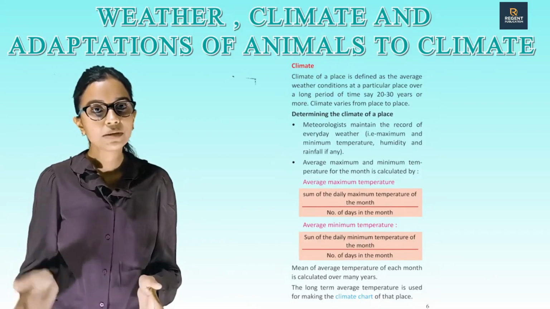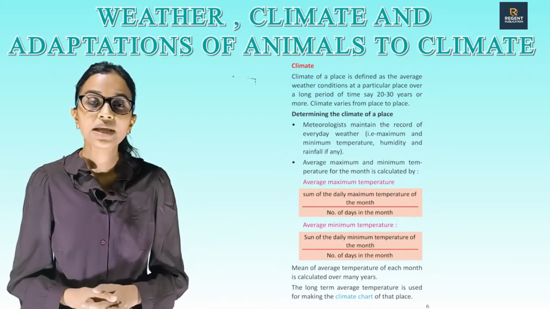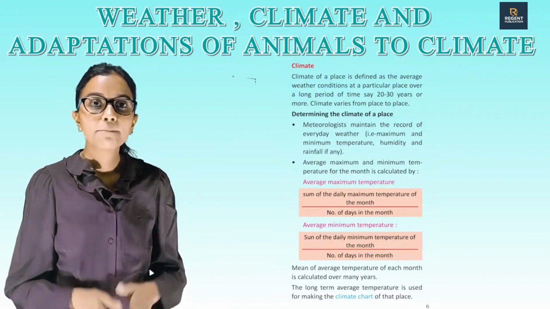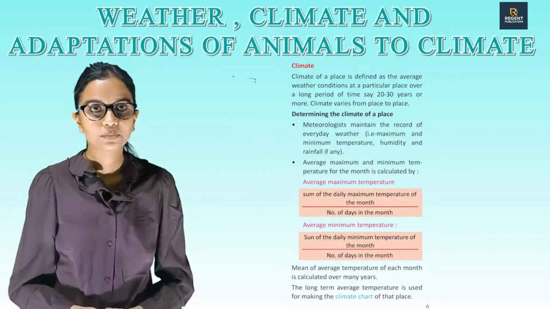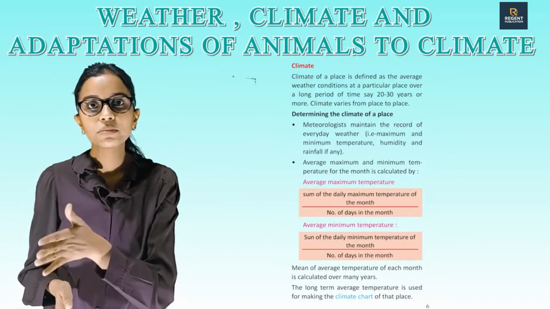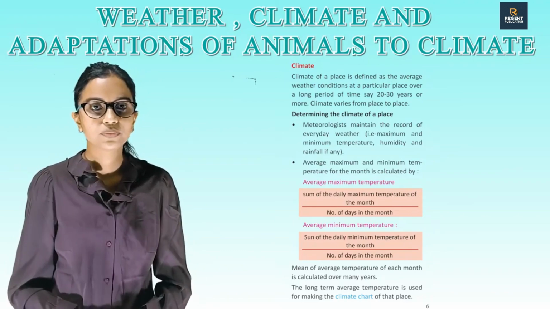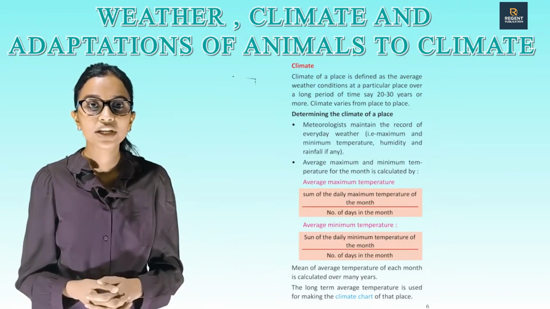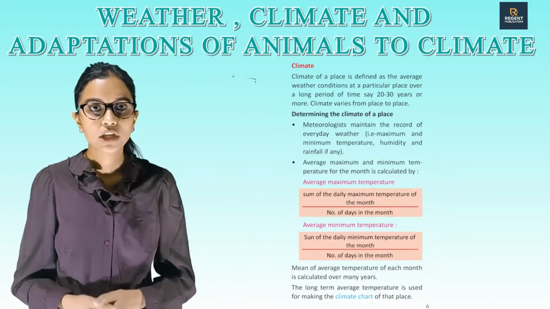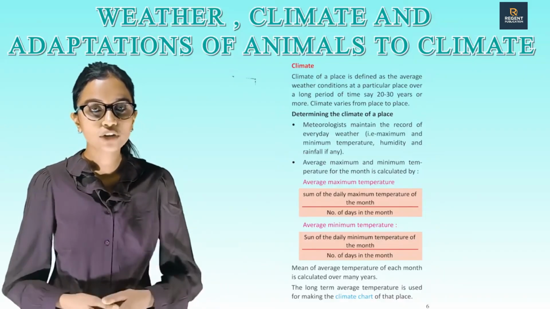Average maximum and minimum temperature for the month is calculated as follows. Average maximum temperature: sum of the daily maximum temperatures of the month divided by the number of days in the month. Average minimum temperature: sum of the daily minimum temperatures of the month divided by the number of days in the month. The mean of the average temperature of each month is calculated over many years. The long-term average temperature is used for making the climate chart of that place.